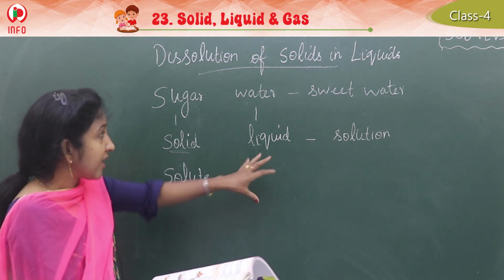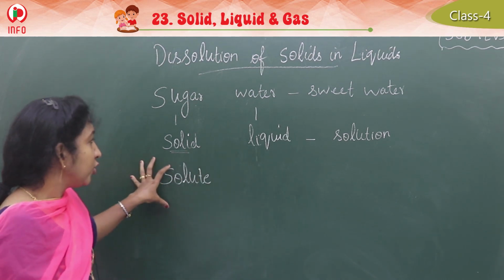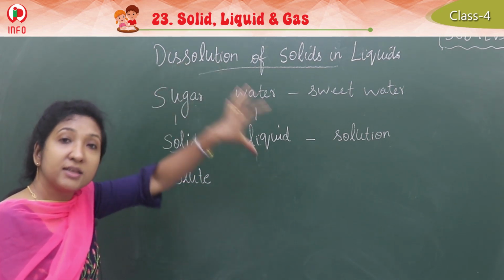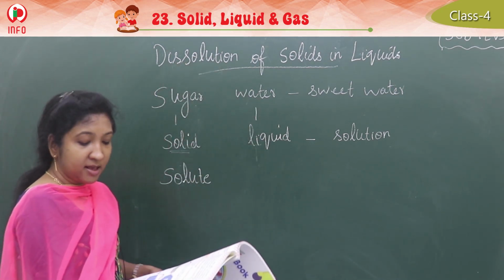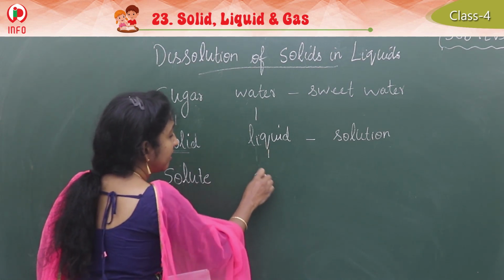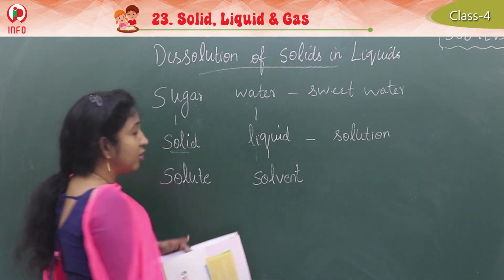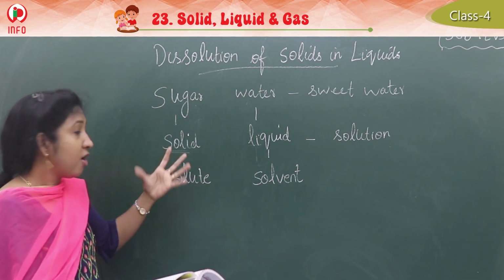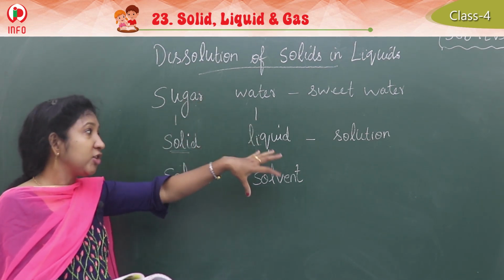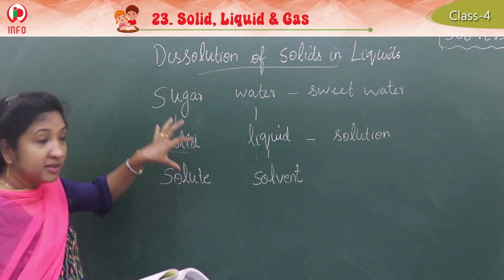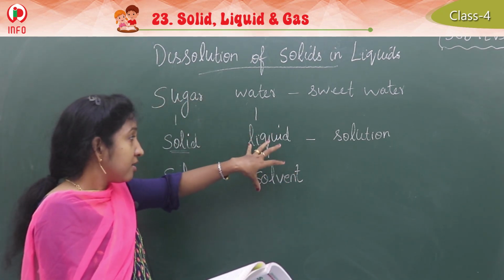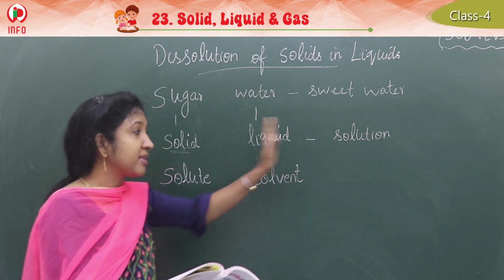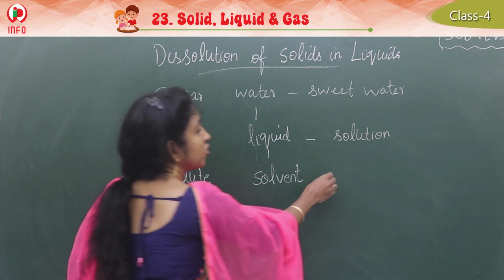The liquid in which the substance or solute is dissolved is known as the solvent. So this is actually the solvent. The substance that dissolves in the liquid, the solid that dissolves in the liquid, is the solute, and the liquid in which the solute dissolves is the solvent. The substance we get after mixing solute and solvent is a solution.